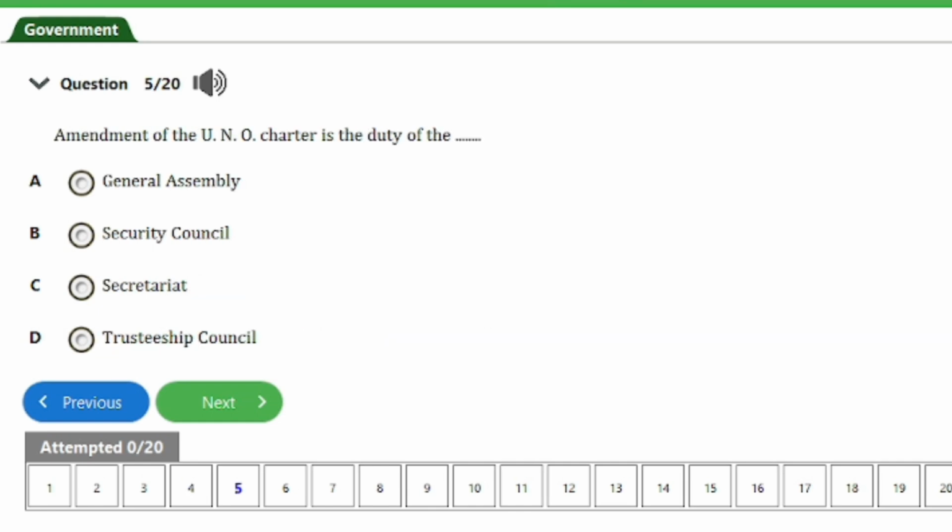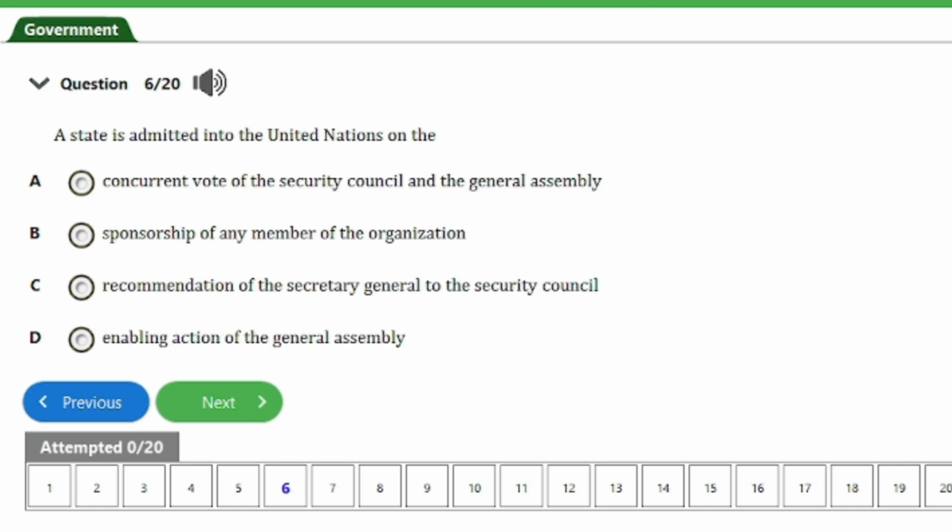It says, amendment of the UNO Charter is the duty of the A, General Assembly, B, Security Council, C, Secretariat, D, Trusteeship Council. So guys, the answer to this question is option A, that's General Assembly. And that's it for this question. So let's quickly head on to the next one. And over here is question number 6.